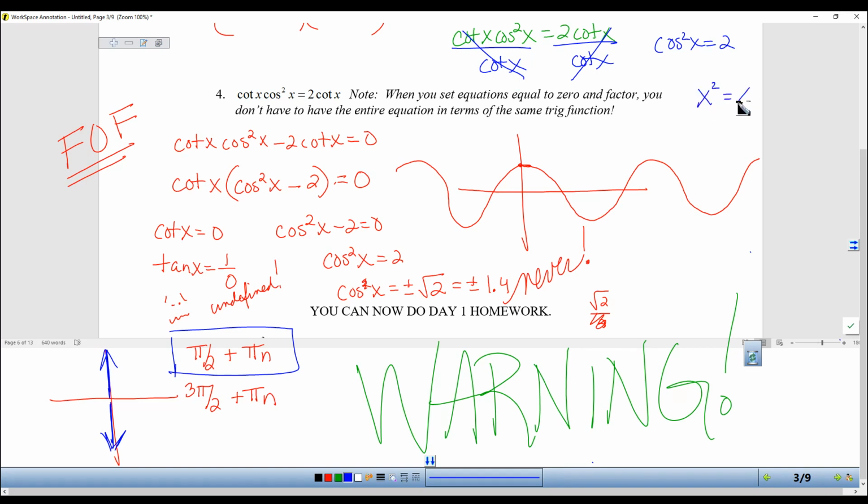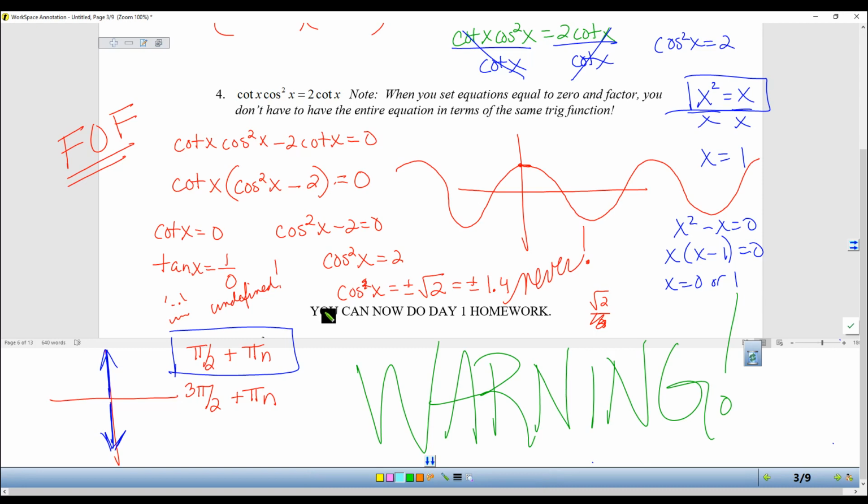If you have x squared is equal to x, and you divide both sides by x, then you're going to think the answer is 1. But that's not true. If you set it equal to 0 and factor, you'll see that the answers are 0 or 1. Two different things would solve that original equation. So never divide away a variable, only divide away numbers. All right, as you can see, you can now do homework for day 1. So I'm going to stop the video here, but video 2 will do the next little section.